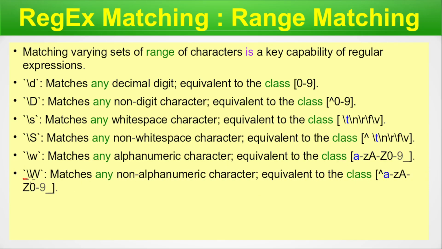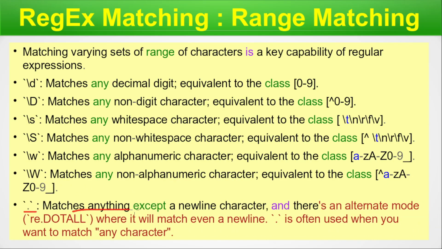Next, if we use \W, it will match non-alphanumeric characters, which is represented by this group where we have a negation. That means a not, or the caret character, followed up by small a to z, capital A to Z, and 0 to 9.